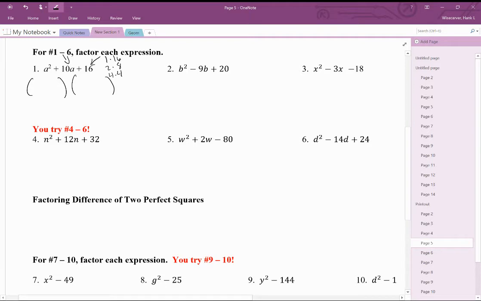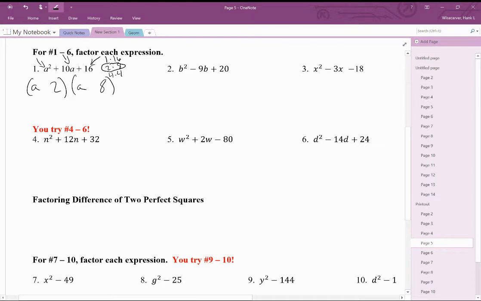So 1 and 16 makes either 17 or 15. 2 and 8 makes either 6 or 10, so that's what we're looking for. And then 4 and 4 make 8 and 0, but that's not what we're looking for. So there's always going to be an a. We've got to split up our a's there because a times a equals our a squared. And then we have our 2 and our 8.